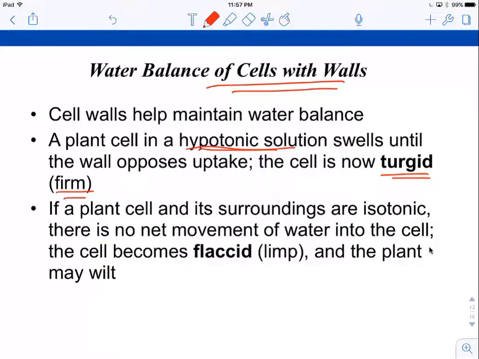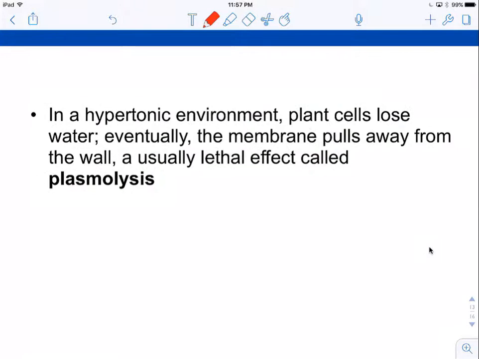Again, if you have the plasma membrane not pressing hard up against the wall, the plant will become flaccid or limp. This is an isotonic again. And that will cause the plant to wilt. If you wilt, you need more water. The water goes into the cell, you get turgid, and you're all set. Okay? If you put the cell in a hypertonic environment, as we said before, the plant cells lose water and the membrane pulls away, and this is called plasmolysis, and that usually leads to the death of that cell.